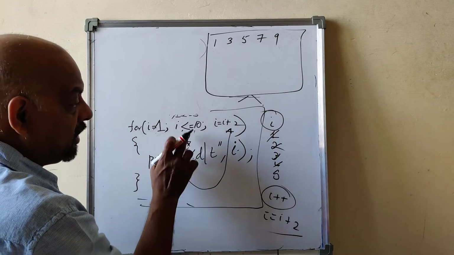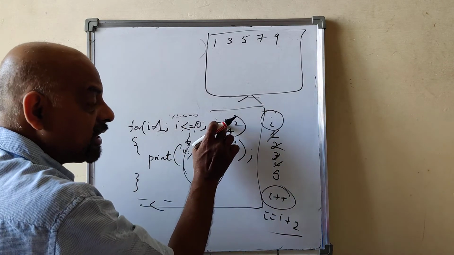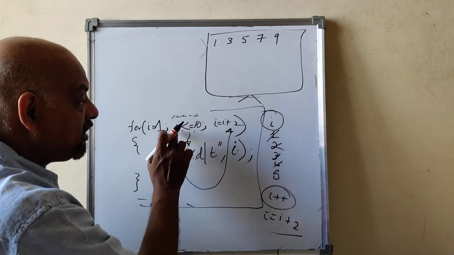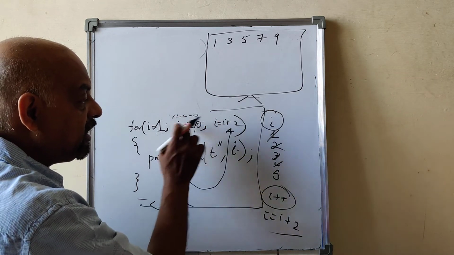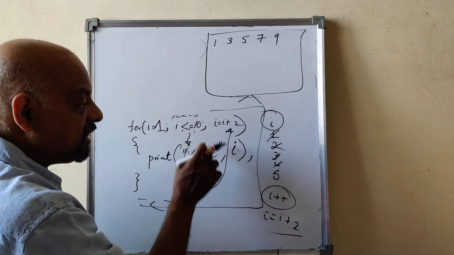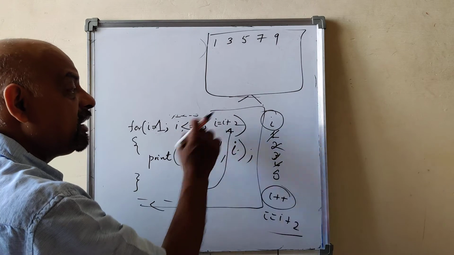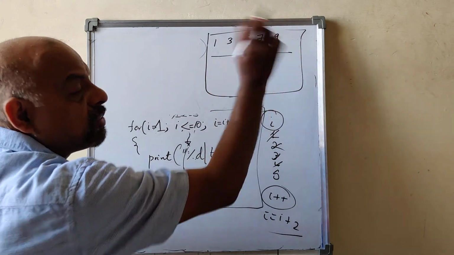1 will be printed. 1 less than or equal to 10 is true. Then I automatically becomes 3, because it's an odd number I have to print, right? 3 less than or equal to 10 is true, 3 will be printed. Then 5 less than or equal to 10, printed. 7 less than or equal to 10, 7 will be printed. Then again plus 2, 9 less than or equal to 10. Then it becomes 11, because I am printing only from 1 to 10.